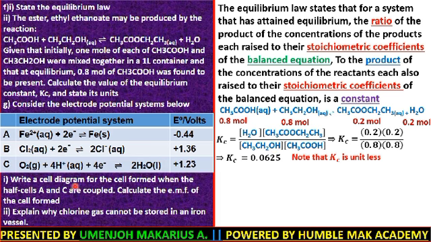Now the next part was also to write a cell diagram for the cell formed when the half cells of A and C are coupled, and calculate the EMF of the cell formed. Now friends, note this important chemistry. It's very important. Always note that the half cell undergoing oxidation is the one that has the smallest E theta value. The one that has the smallest E theta value is the one that actually undergoes oxidation.